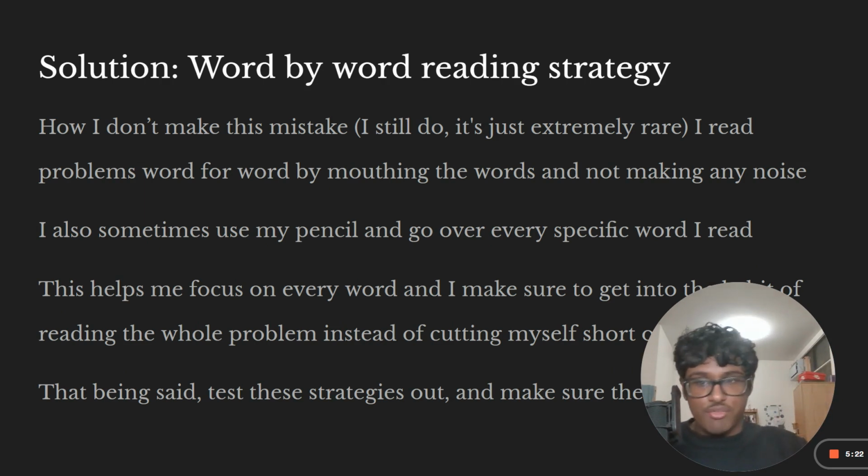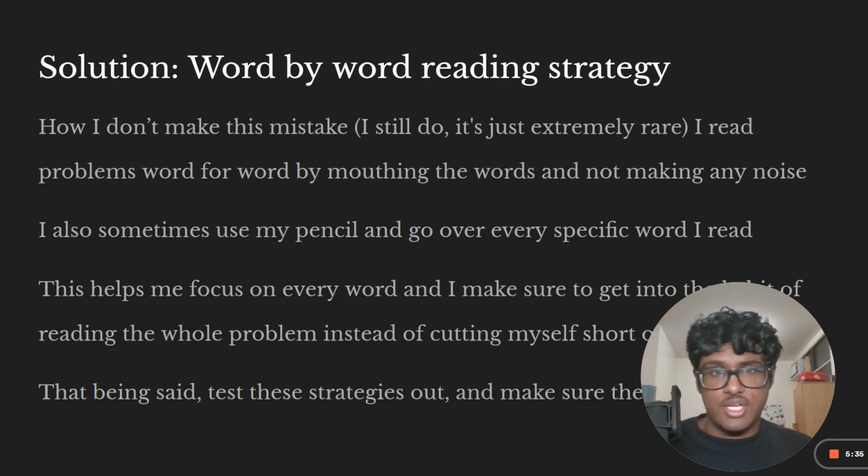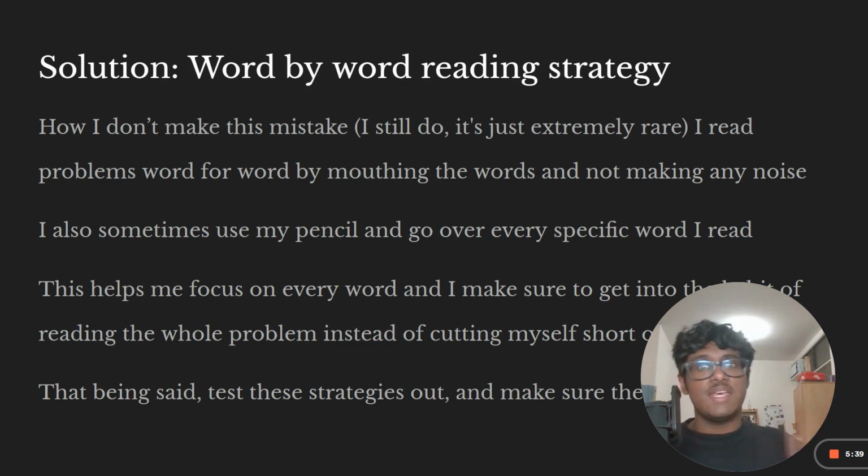But on top of that, you need to focus on reading the whole problem. And there's no strategy that I recommend for this. It's just something that you have to ingrain and do, right? Ingrain this idea that you're going to be doing that and you're not going to cut yourself short of that. And that being said, you need to test all these strategies out. Figure out if they work for you, make sure they work for you, practice them. And if they don't, try to find different ones. Try to create your own that might work and test them out.